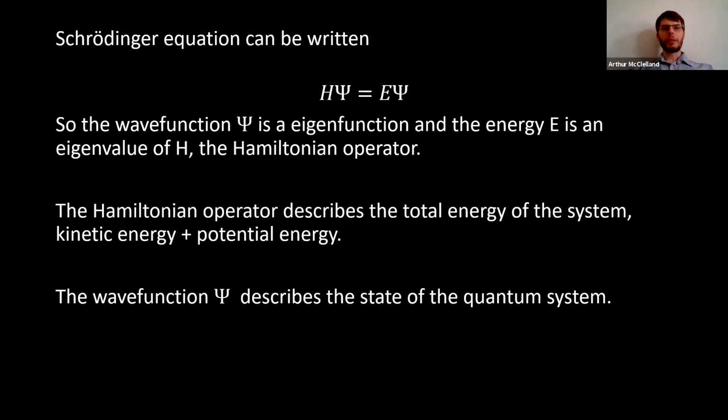The Hamiltonian operator just describes the total energy of the system. It's the kinetic energy plus the potential energy. And the wave function psi describes the state of the quantum system. So it's still that idea of we have an operator and it acts upon a state function, and we get back an eigenvalue and the state function. So it's sort of like the transition matrix and the state vector. It's just abstracted to an operator and a state function, which we usually call the wave function.